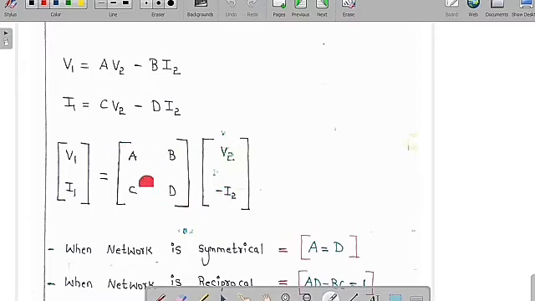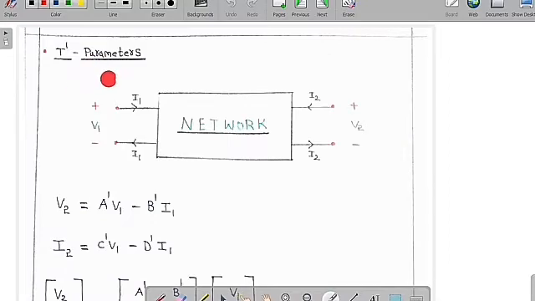So therefore, a network is said to be symmetrical only when A is equal to D, and a network is said to be reciprocal only when the determinant of this matrix is equal to 1, which is AD minus BC is equal to 1. You can see clearly here V2, I2 are the independent variables, whereas V1, I1 are the dependent variables. Now we are going to learn about the T dash parameters.